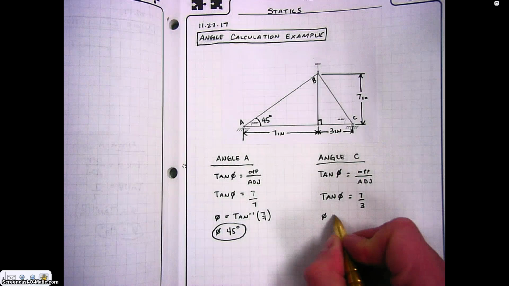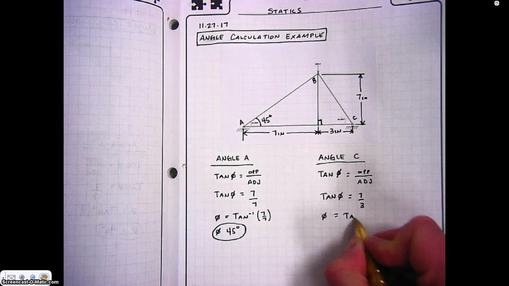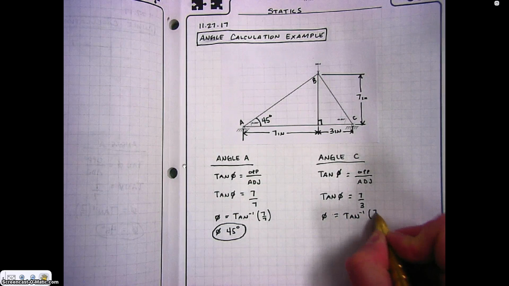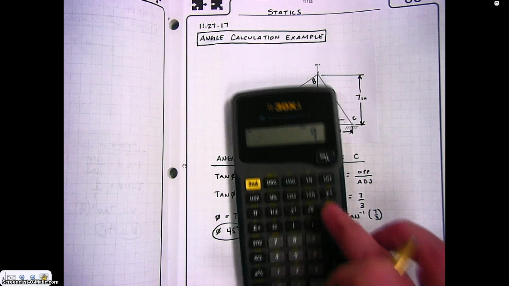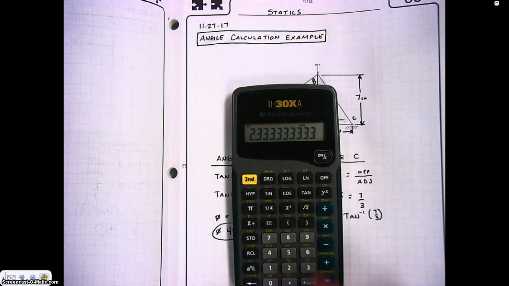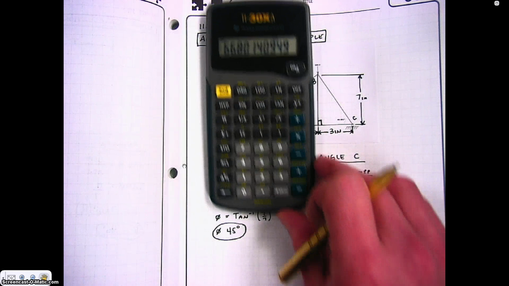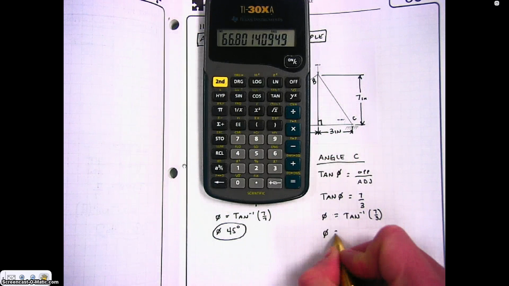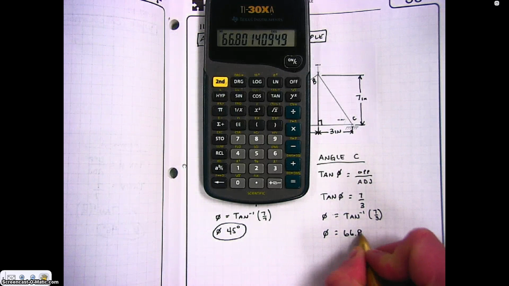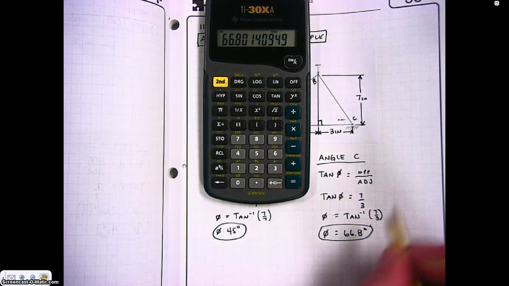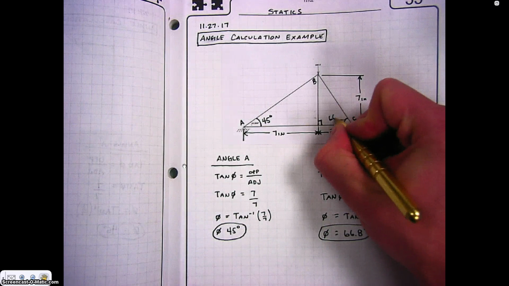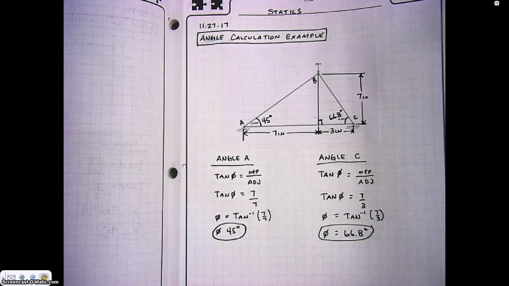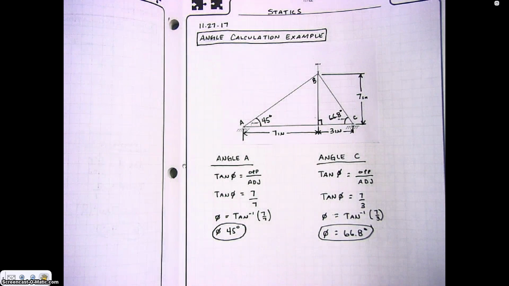Rearrange my equation. Theta, or angle C, is equal to the inverse tangent of 7 divided by 3. Take 7 divided by 3 on my calculator, hit second and do the inverse tangent of that, and I get 66.8 degrees. And so angle C here is 66.8 degrees. And that's how you calculate angles on a right triangle.